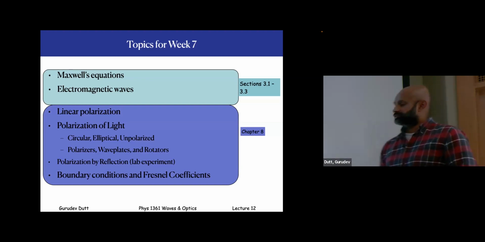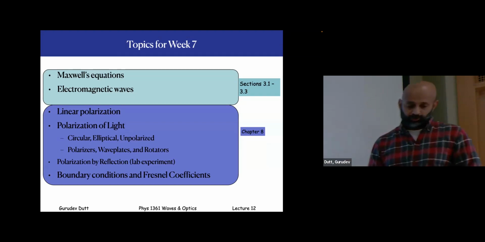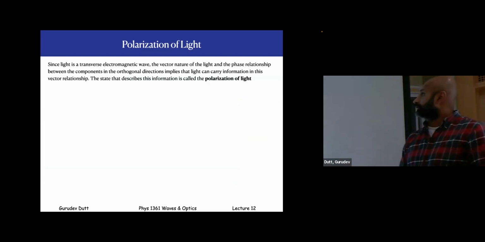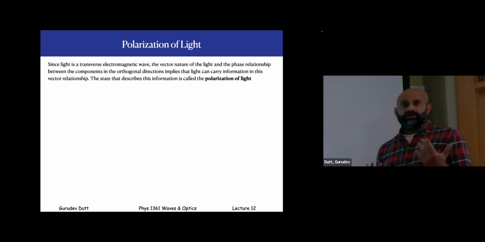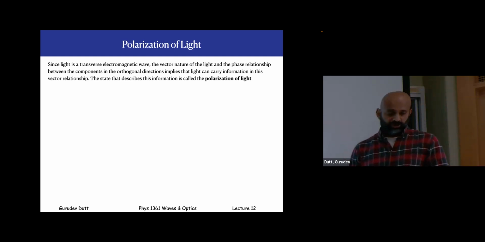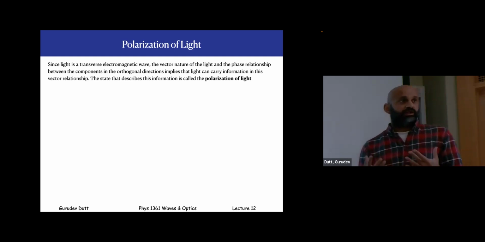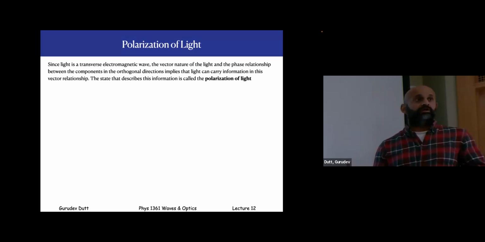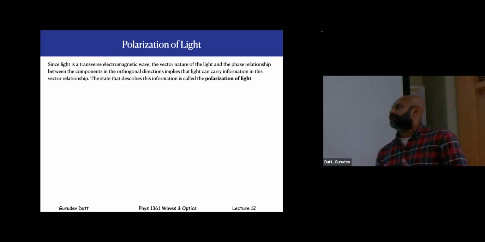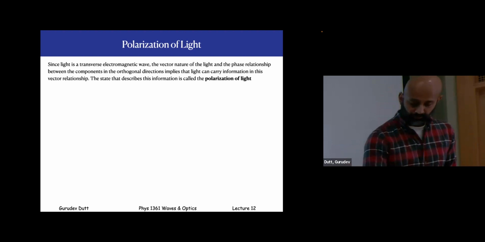Okay. So for today's lecture, as I said, we covered electromagnetic waves in the last class, and we just started talking about linear polarization. Let me quickly remind you. Because light is a transverse electromagnetic wave, it has a vector nature between the vector components of E and B and the K, the direction of propagation, which as we saw is always a right-handed triad. This vector nature carries information which is very different than most other waves that we encounter. The state that describes that information is called the polarization of light.